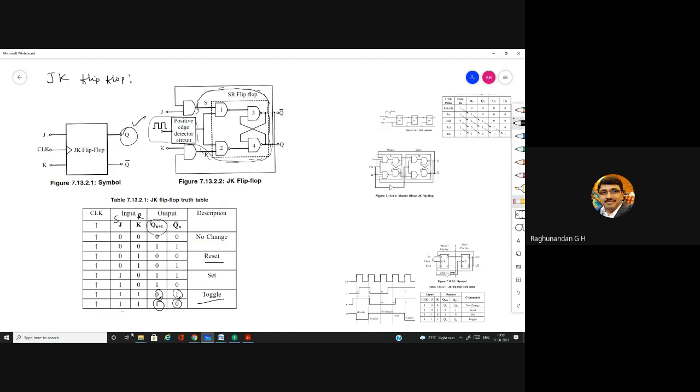So this will keep on continuing. Suppose we are giving J and K equal to 1 continuously, and we are not changing it at all. During that time, it will keep on changing 1, 0, 1, 0, 1, 0. It will be alternating. 0s and 1s will be alternating. Such a state is known as toggle state. Then coming to the diagram, the waveform.